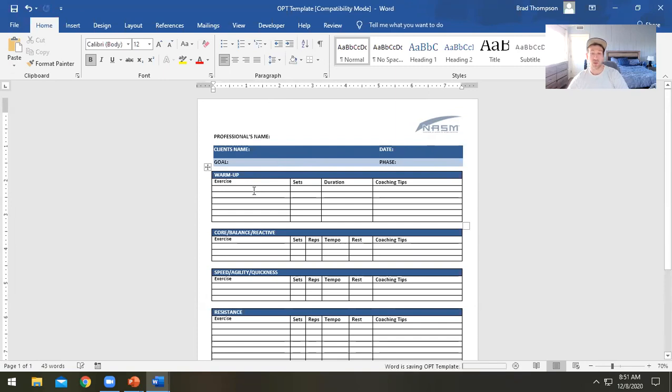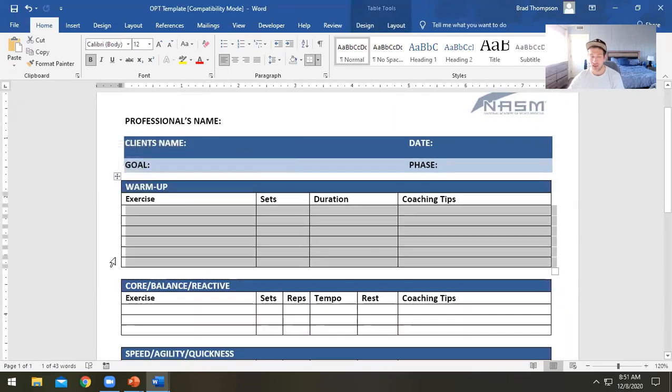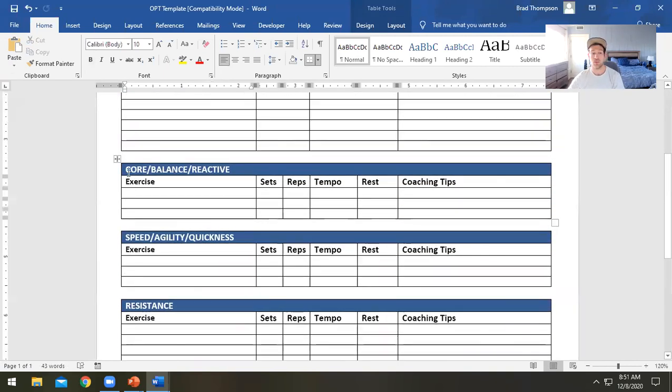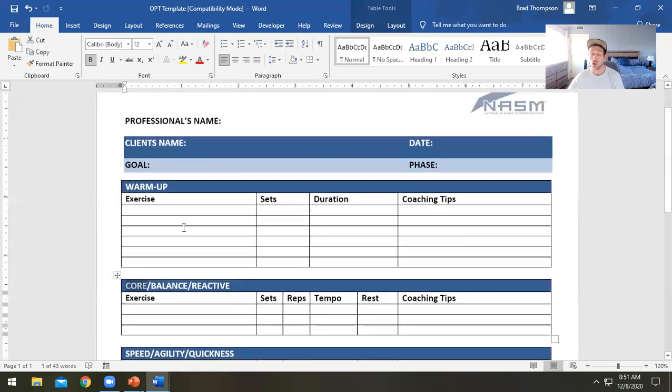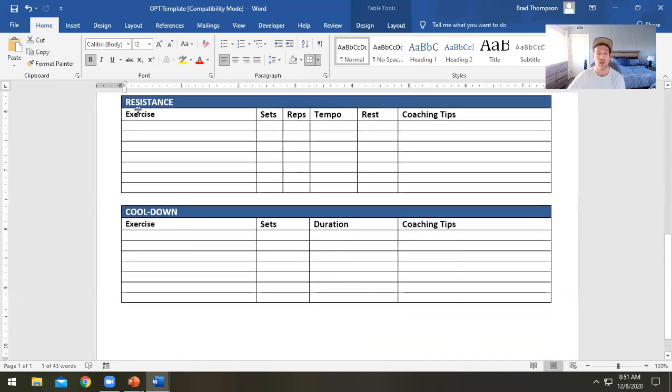So we are working our way through this program design class. We're going through the warm-up stuff, which means we're going to talk about flexibility and cardio. We're going through movement prep, where today we're going to get through core as well. Then we'll talk about balance and reactive training tomorrow. Speed, agility, and quickness training, so how to do all that fun stuff on the field.